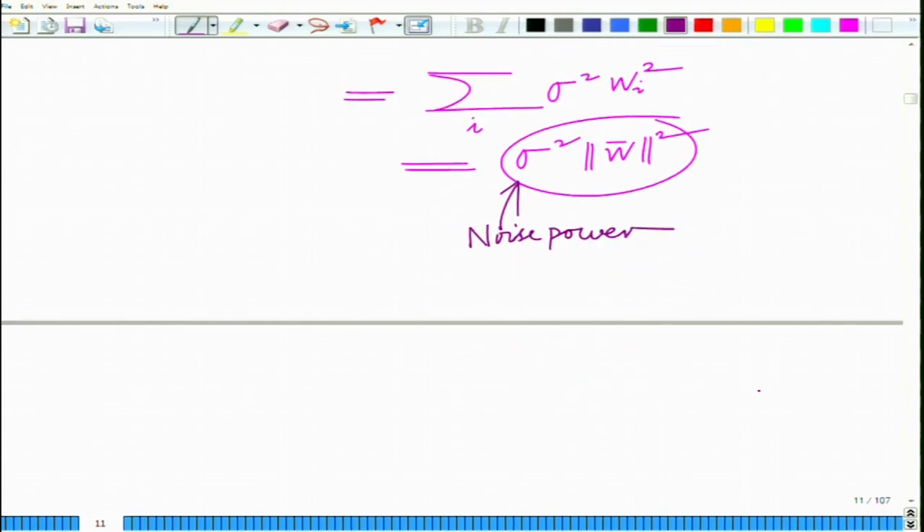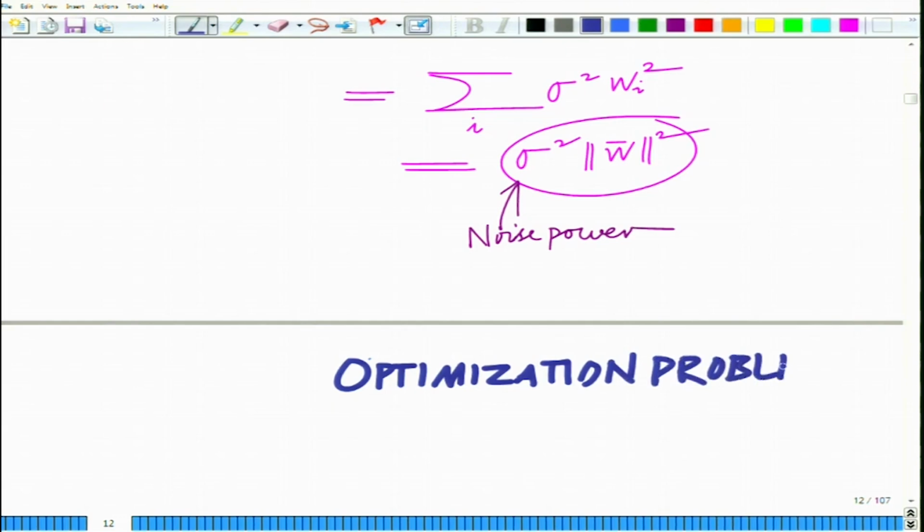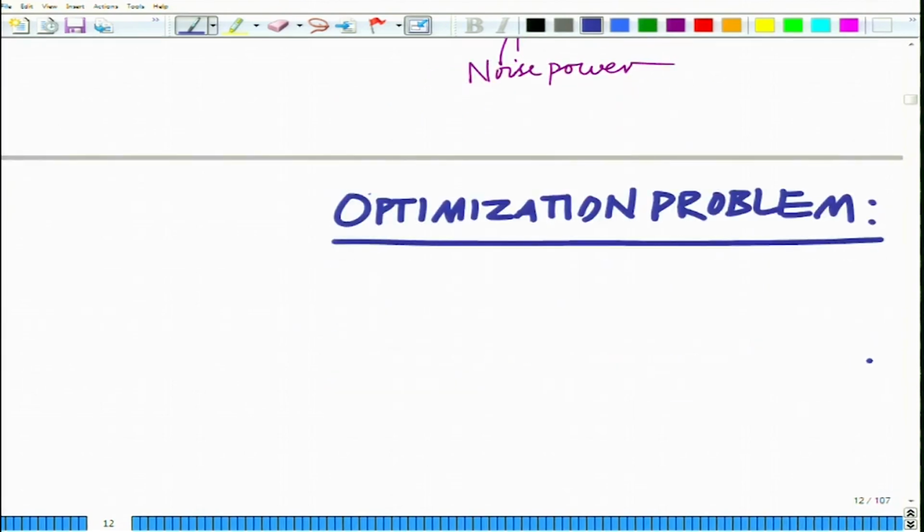And therefore, now I can formulate my optimization problem. Remember, the optimization problem for beamforming is to minimize the noise power. We have just found the noise power, that is, minimize sigma square norm W bar square. That is, you are minimizing the noise power.